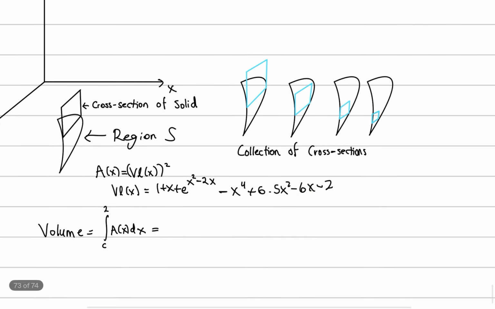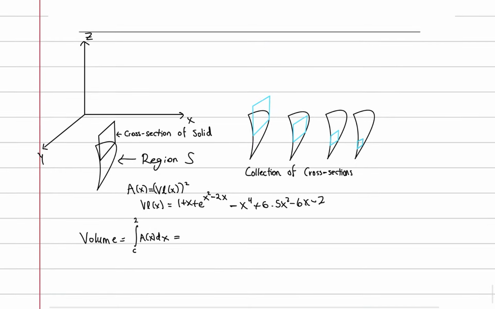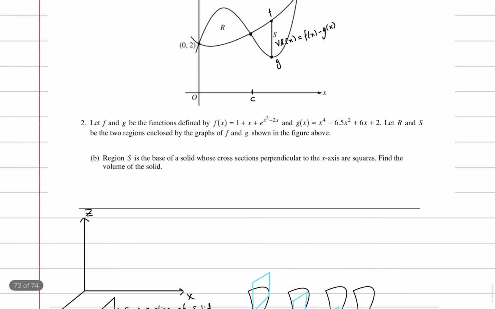And finally, if we just want to find the volume, we need the lower bound and the upper bound, and we need our area function, which we now have as VL squared of X. So now it's time for our calculator, all right? So we need to find C, right? That's where they intersect right here. That's where I said C. So we're in our calculator. We are going to try to solve for when f of x equals g of x. Hopefully you defined f.